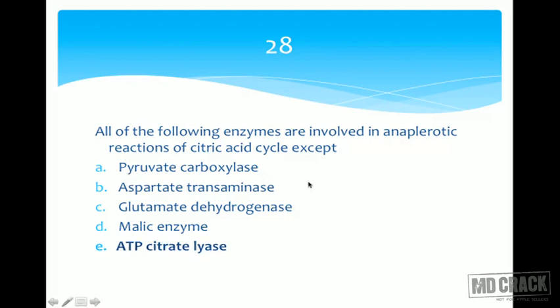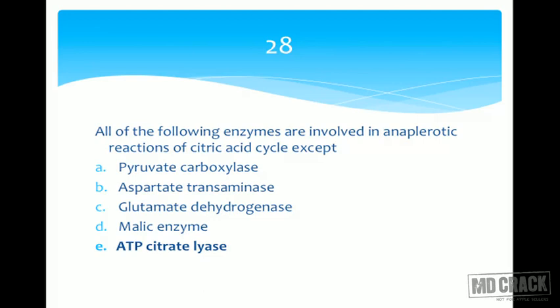Why is pyruvate carboxylase anaplerotic? Pyruvate is converted to oxaloacetate, an intermediate required, the first compound required in the TCA cycle, the citric acid cycle. Aspartate transaminase converts aspartate to oxaloacetate. Glutamate dehydrogenase converts glutamate to alpha ketoglutarate.